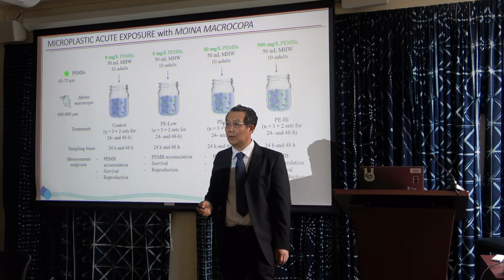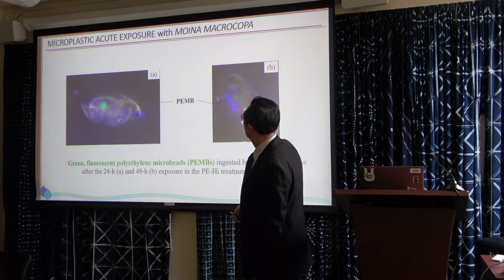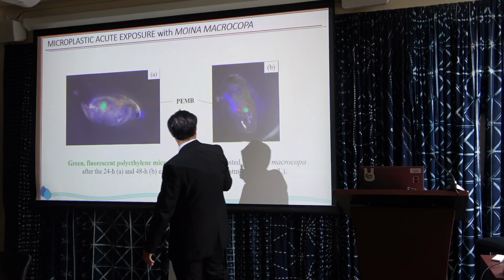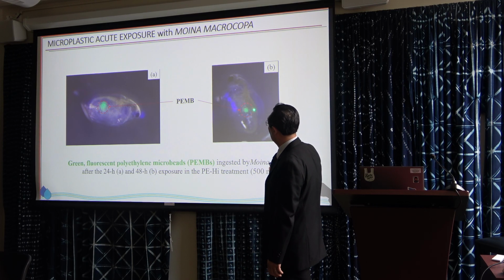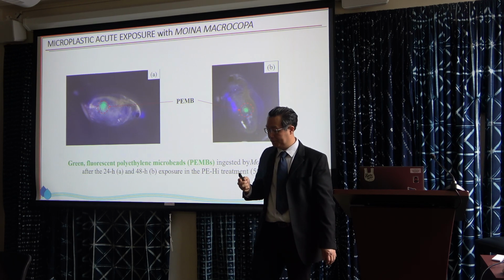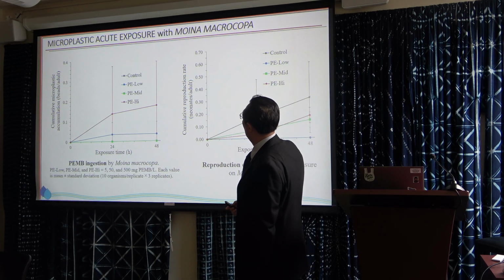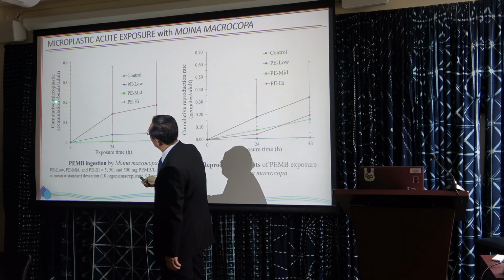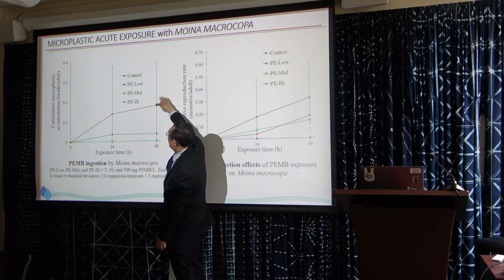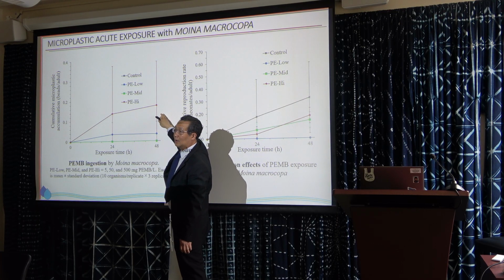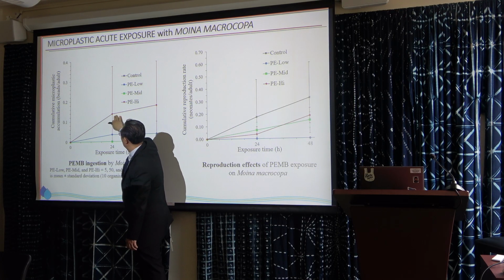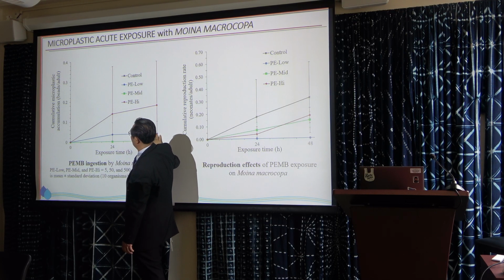And then after that, after 24 hours, we found a little bit, and at 48 hours there is also some signal of the microplastic inside the body of the organism. Here is the cumulative microplastic in the body by exposure type. Even though there is very high variation in the result, at least we can see that high concentration microplastic exposure is higher than low concentration.